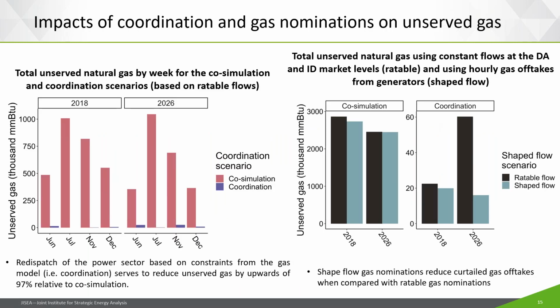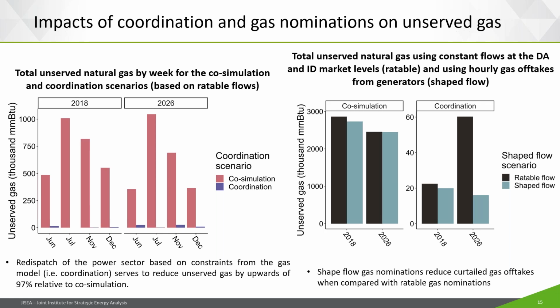Okay, and so as we look once again at the summary of all those coordinations between the two, on the left-hand side, we have here the total unserved natural gas per week. So looking at this from the natural gas perspective, this mirrors that of the power system perspective. In the co-simulation case, we have lots of unserved gas in many of these cases. However, when we do the coordination between the two networks, we can dramatically reduce these by allowing the power system to utilize other assets instead to produce this power. So this redispatch of the power system based on the natural gas system constraints can reduce the unserved gas by about 97% relative to the co-simulation.